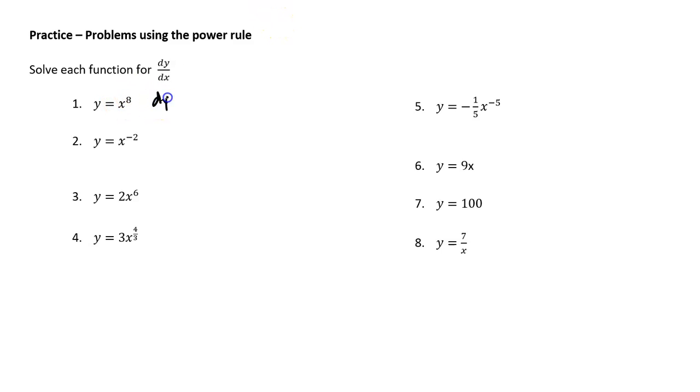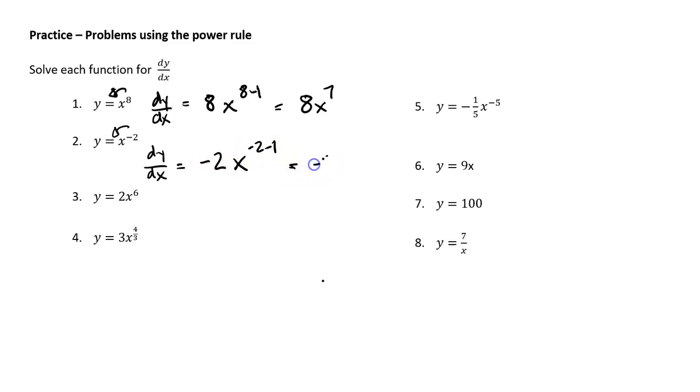So for the first one, dy/dx, essentially you take the 8 down, so equals 8 times x to the 8 minus 1. You take away 1 from the exponent, so that's just 8x to the 7. Cool. Let's go ahead and do the next one. So we take the negative 2 down, and then we take away 1 from the exponent. So that's negative 2 times x to the negative 2 minus 1.